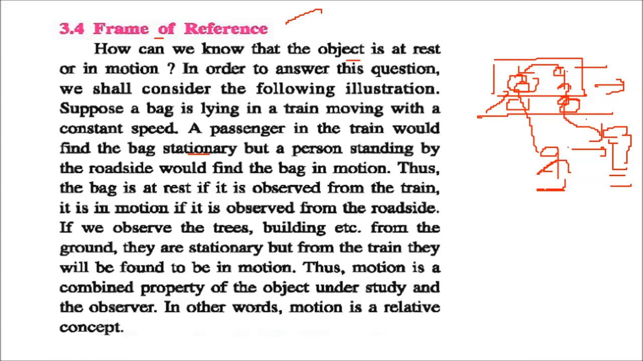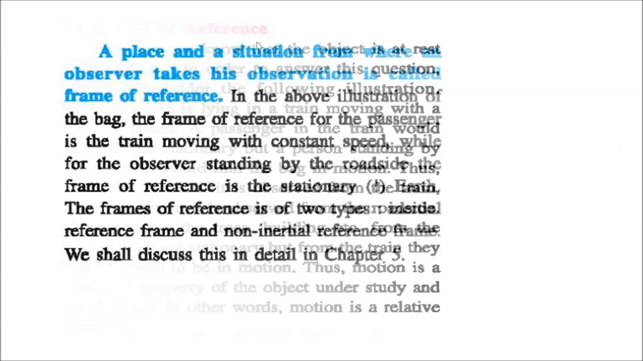They are stationary. But as we observe from here, because the train is moving, the person here would see them as in motion. So motion is a combined property of the object which is under study, along with the observer. Where is the observer? Who is the observer? In other terms, we can say that motion is a relative concept. You understood this? This is a relative concept.